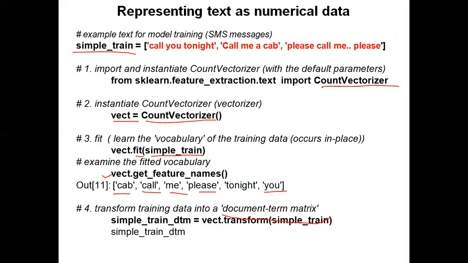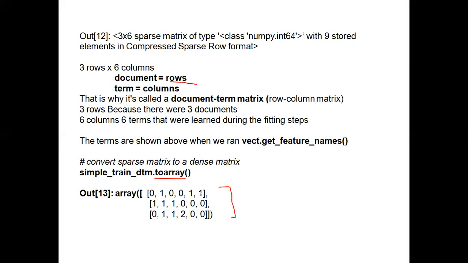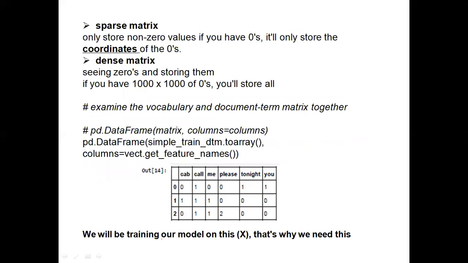Then the last two words, "tonight" and "you", are each occurring one time. In the third document, the word "please" is occurring 2 times. So you can see this as the output of simple_train_DTM.toArray(). Once you have converted your data into the term document matrix, you can build the model.